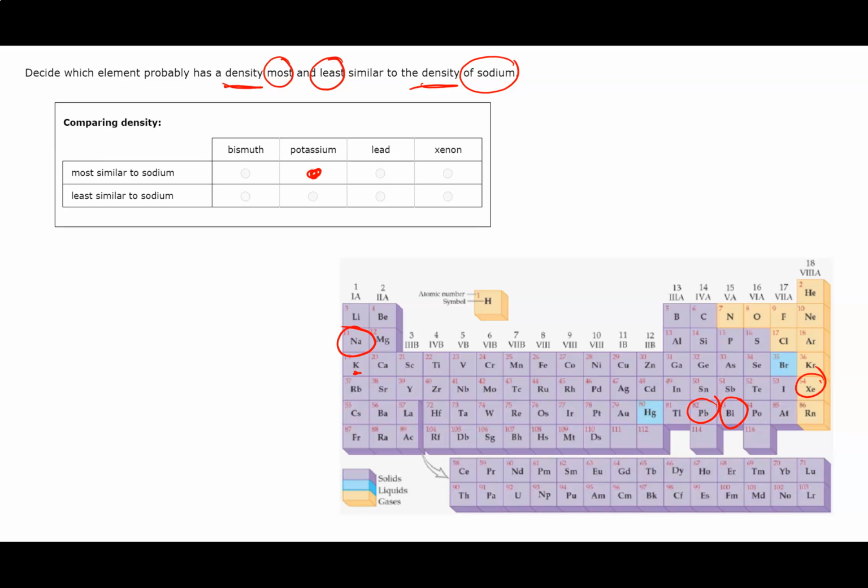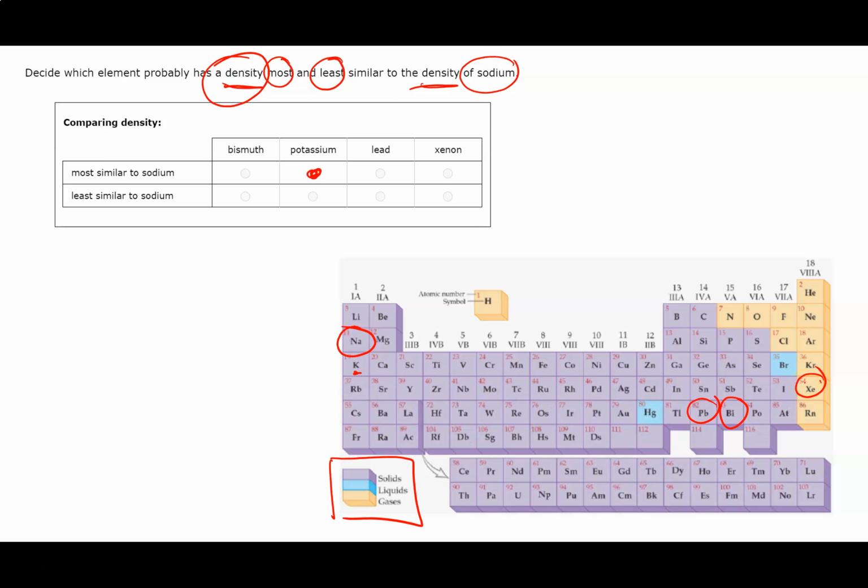Okay, so which one is going to be least similar to sodium? Well, it's kind of obvious when you think about the physical state. Remember, we're talking about the density here. Sodium is a solid. Xenon is a gas, and remember, gases have really low densities. So lead and bismuth are both solids, so they're going to have densities that are at least ballpark similar to sodium. But xenon's a gas, so it's way off.